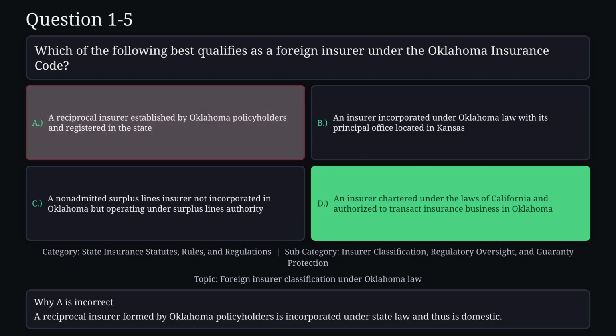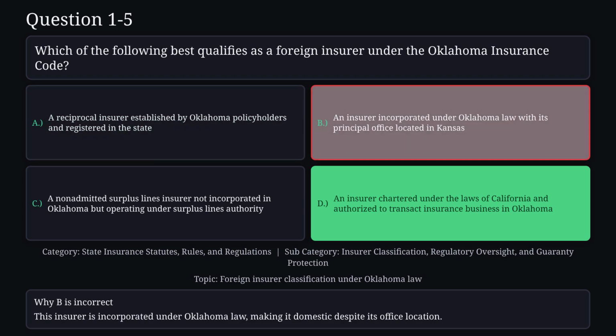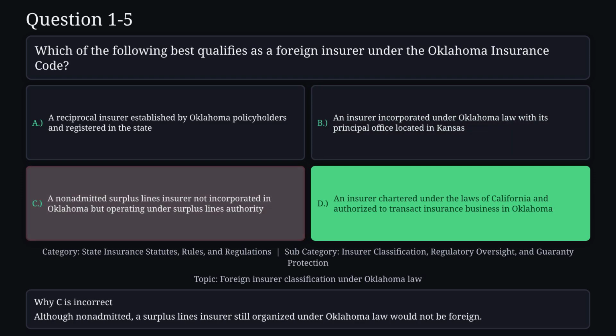Reason A is not correct. A reciprocal insurer formed by Oklahoma policyholders is incorporated under state law and thus is domestic. Reason B is not correct. This insurer is incorporated under Oklahoma law, making it domestic despite its office location. Reason C is not correct, although non-admitted. A surplus lines insurer still organized under Oklahoma law would not be foreign.